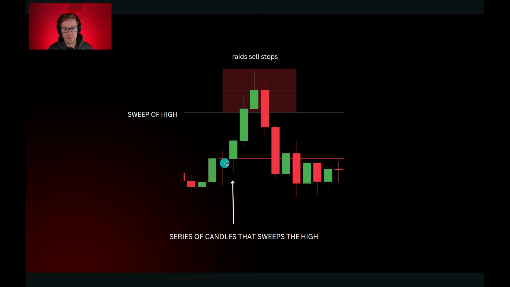Then what you want to do is mark out the opening price of the candles or series of candles that caused that manipulation run. As soon as price breaks below those levels, this is precisely where you want to look for an entry. You want to make sure price closes below the CISD level to validate it.